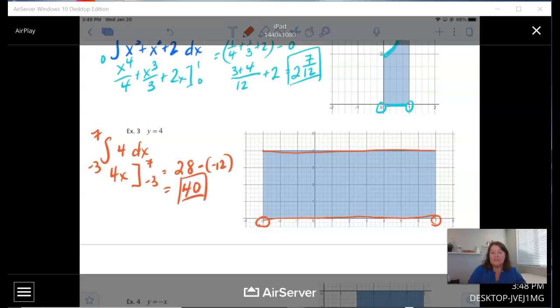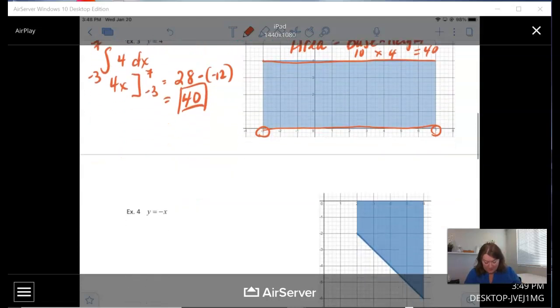Now, because this one is such an easy geometric shape, I could double check this one with the regular area formula. Since area is just base times height, what is our base? If we're going from -3 to 7, the base is 10, and our height was 4. So it does look like we have calculated it correctly, whether we use integration or just regular area. So some of these, if we actually know the area, especially if they're rectangular shapes, we can just double check them using area. Okay. All right, a couple more.